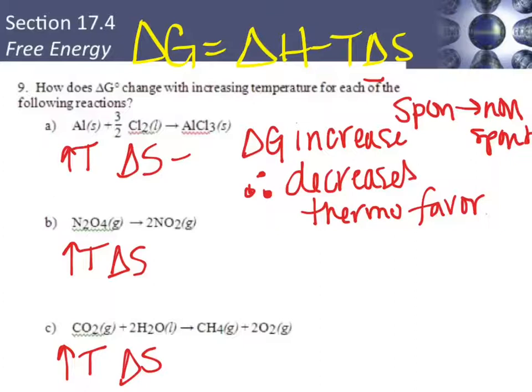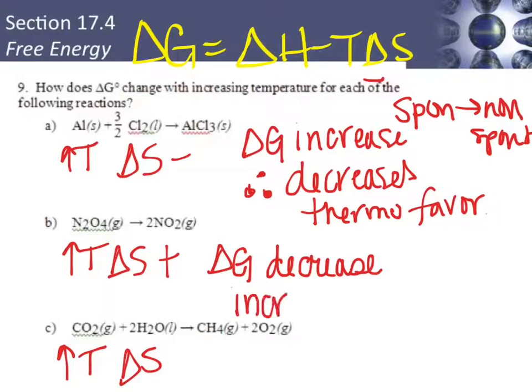What about the next one? We have 1 mole of gas and it becomes 2 moles of gas. What happens to our delta S? It's positive. So if we have a positive delta S, what's it going to do to our delta G? Our delta G should decrease, which increases thermodynamic favorability, or becomes spontaneous.